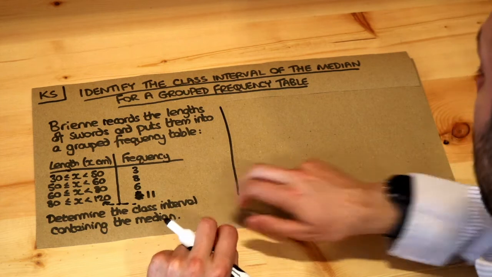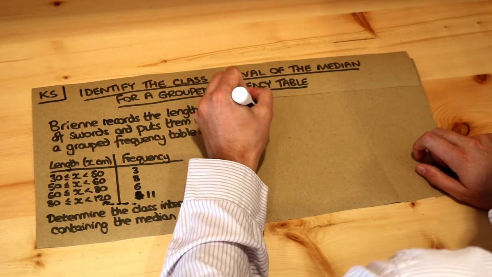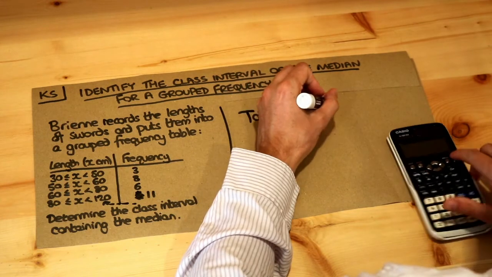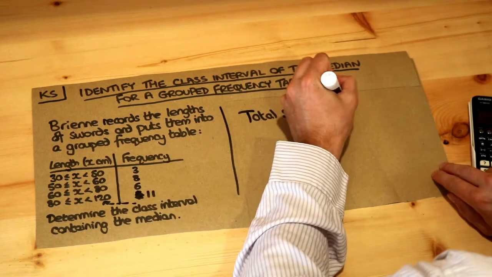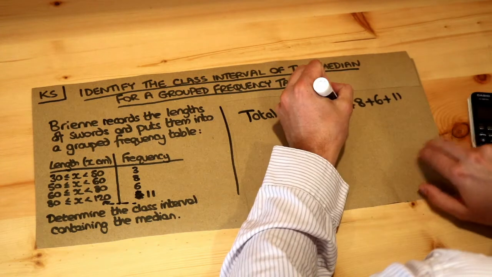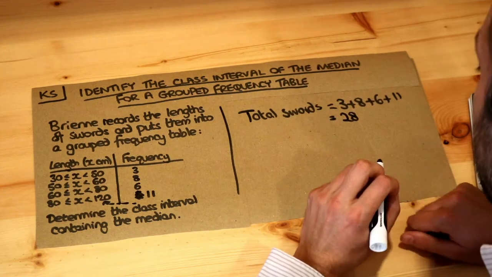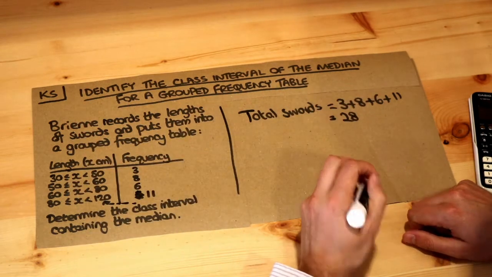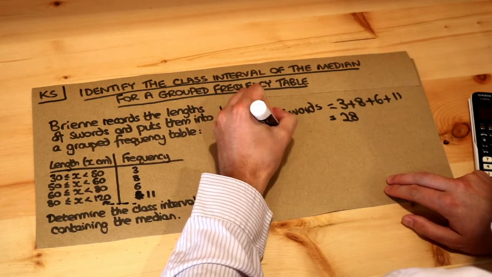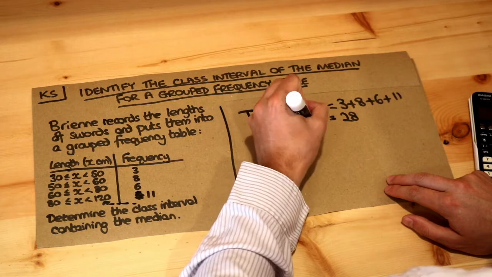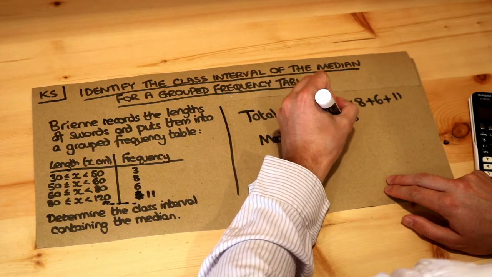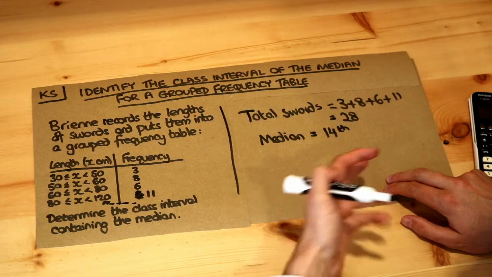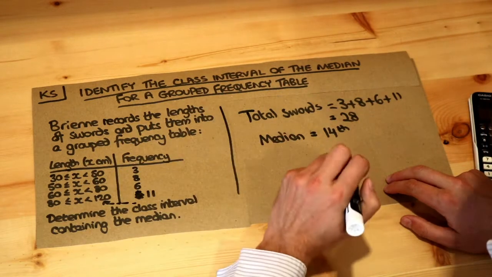Now let's first work out how many swords there are. What's the total frequency, the total number of swords? Well, if we just add up the 3, the 8, the 6 and 11, we get 28 swords. So remember, if we want the middle item, it would be half of that, which is the 14th sword. So the median would be the 14th sword. Now I know actually it's not the 14th sword technically, it's halfway between the value of the 14th sword and the 15th sword, but for the purposes of this question it's not actually going to make a difference.